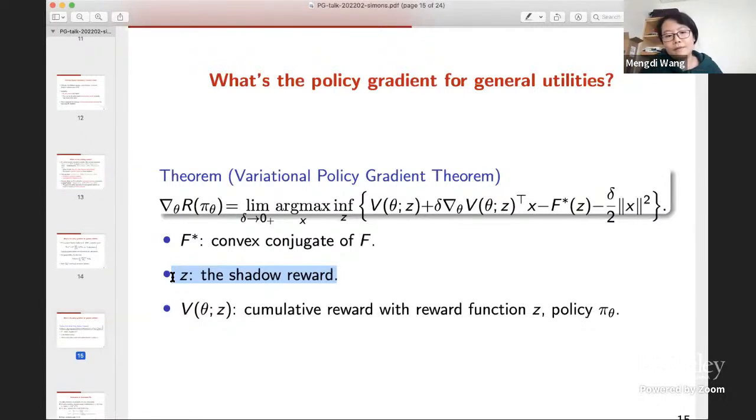And if we know we have the perfect dual variable, which is actually going to come from the cutting plane of the utility function with respect to the state action occupancy measure, then we are going to know the policy gradient immediately. And if we don't have the shadow reward, then one can try to solve the min-max optimization problem. Okay, so this is not an algorithm yet, but at least we have a formula to write down what the policy gradient is when we no longer have cumulative sum as objective.